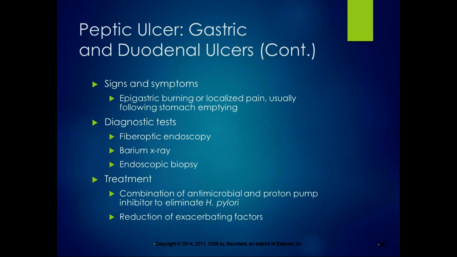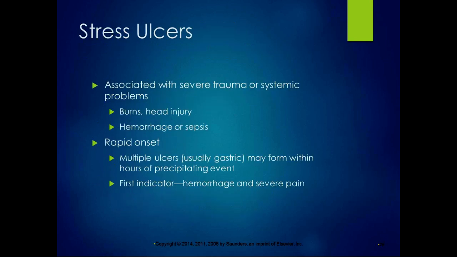And it's treated by reducing exacerbating factors, so you don't eat things or drink things that make it worse. Stress ulcers are often associated with severe trauma or systemic problems like burns, hemorrhage, or sepsis. A lot of times they're rapid onset, usually multiple gastric ulcers form within hours of a precipitating event. A lot of times the first indicator is hemorrhage or severe pain. So it's not bad enough that you had a burn or a head injury or sepsis, but then you end up with this secondary problem as well.